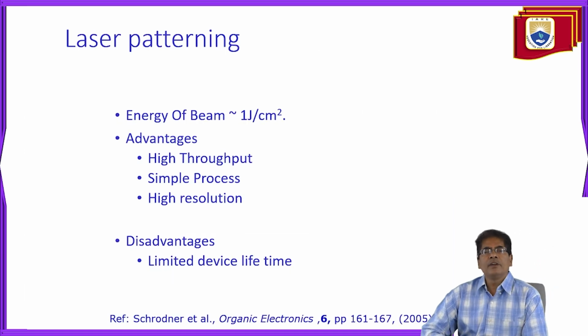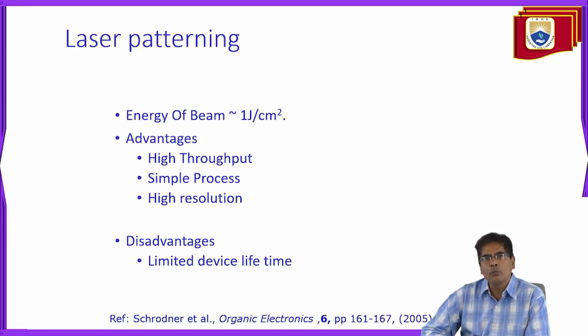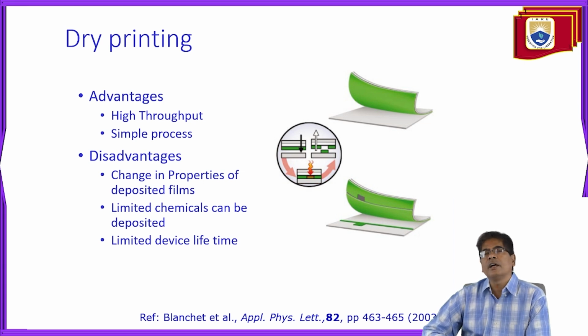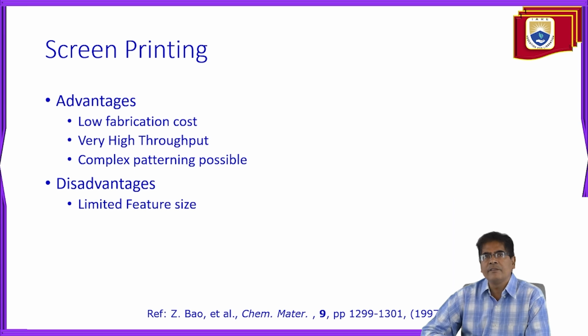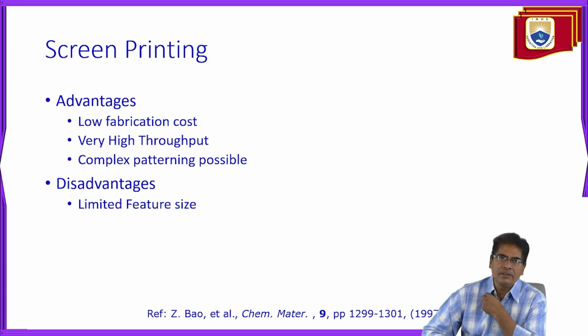Right. So if you come to the laser patterning, the energy of beam is around 1 joule per centimeter square, and the advantages are high throughput, simple process, high resolution, and the disadvantage is limited device lifetime. These are the disadvantages of using laser printing. Right. So if you see dry printing, the advantages are high throughput, simple process. Disadvantages are change in properties of deposited films, limited chemicals can be deposited, limited device lifetime. If you see the screen printing, we have the advantages of low cost fabrication, very high throughput, complex patterning possible, and the disadvantage is limited feature size.